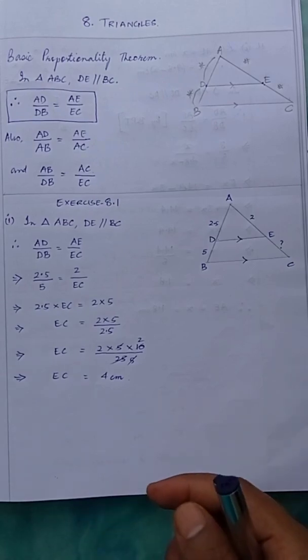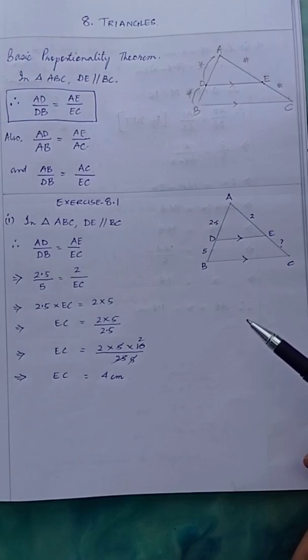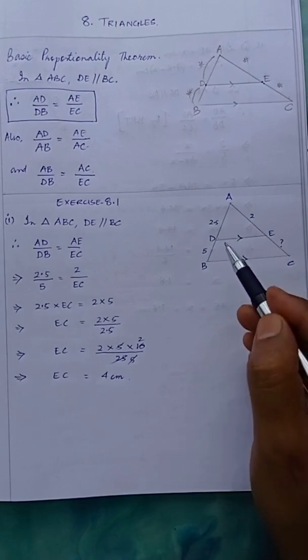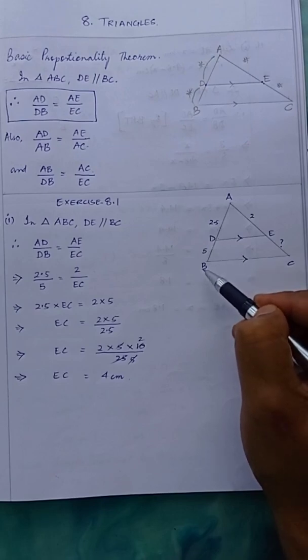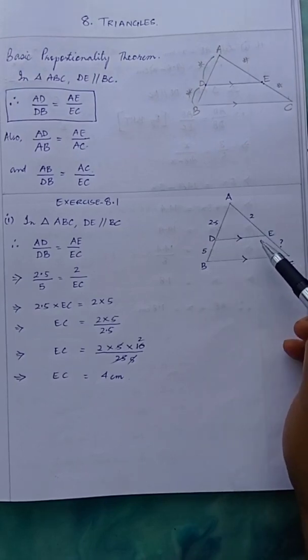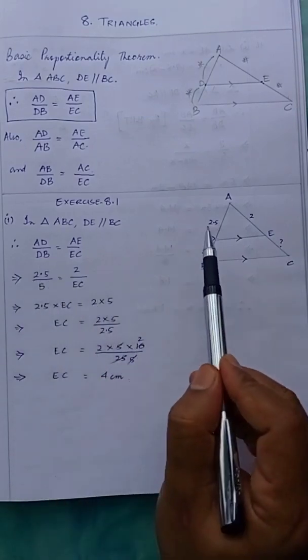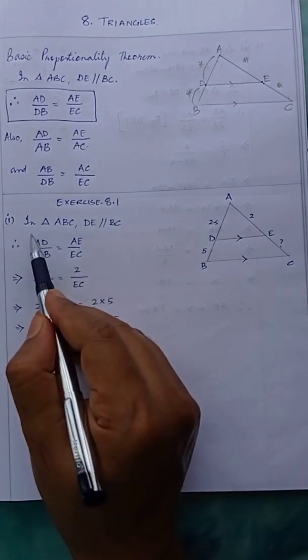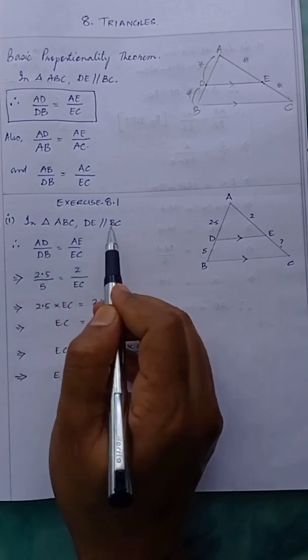In exercise 8.1, question number 1, we are given a triangle ABC. D and E are points on the sides AB and AC respectively, such that DE is parallel to BC. You can see this in your text, page 163. AD is 2.5 centimeter, DB is 5 centimeter, AE is 2 centimeter, and EC is to be calculated. Before starting this type of question, we have to show the triangle. In triangle ABC, DE is parallel to BC. We have to write this statement first.